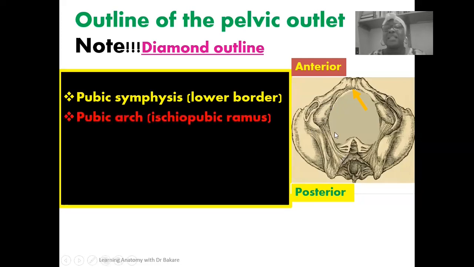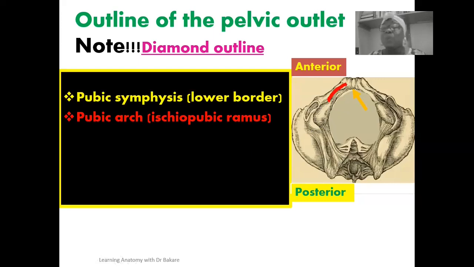So for the anterior lateral border, we have the pubic arch, and this is what is highlighted here in red. You can see that this is on the anterior side, and of course it is on the lateral side. So the anterior lateral border of the pelvic outlet will be formed by the pubic arch. This can also be referred to as the ischiopubic ramus.